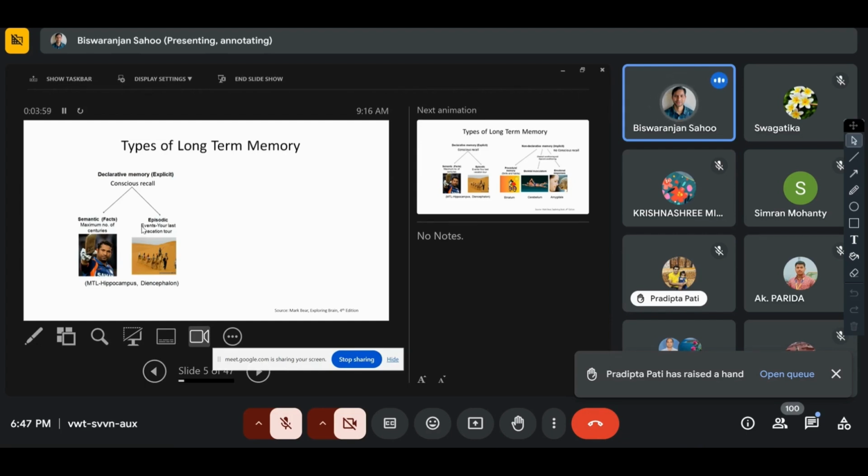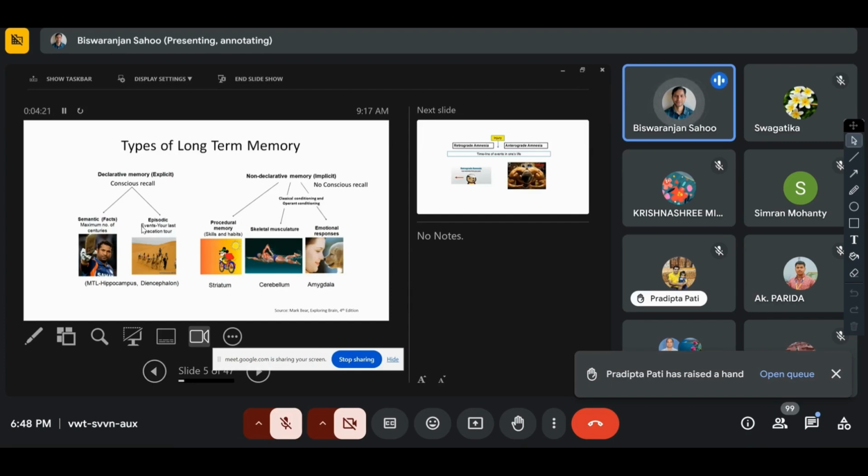For example, you have been to Bhitarkanika National Park and you see the 23 feet crocodile. So that experience, that memory you have formed, that is your episodic, the personal experience. Okay. So these both memories are stored, and the helpful structures are hippocampus and diencephalon, both thalamus and hypothalamus. Okay. And there are other forms of memory also, which need no conscious recalling.